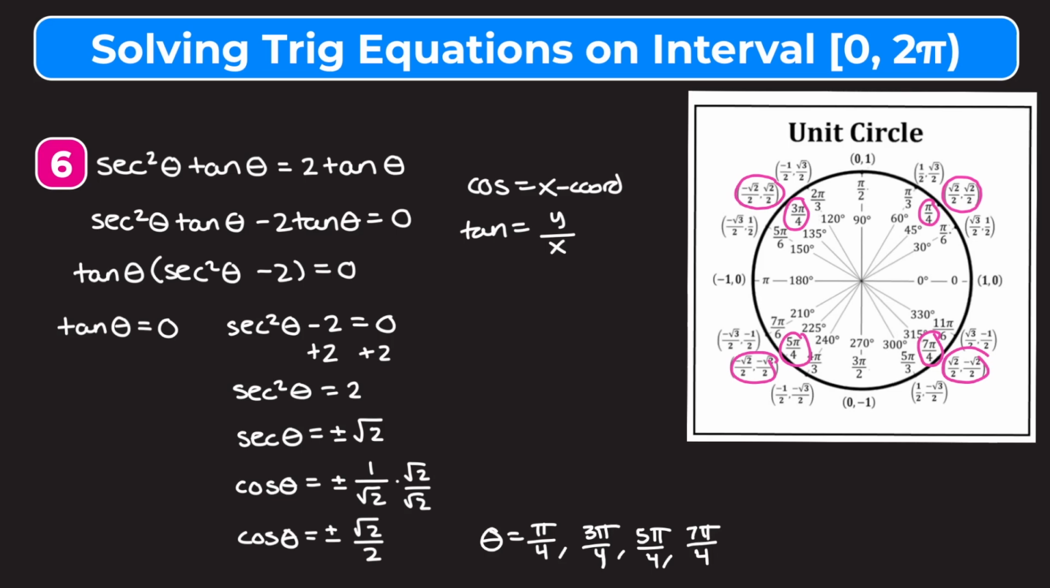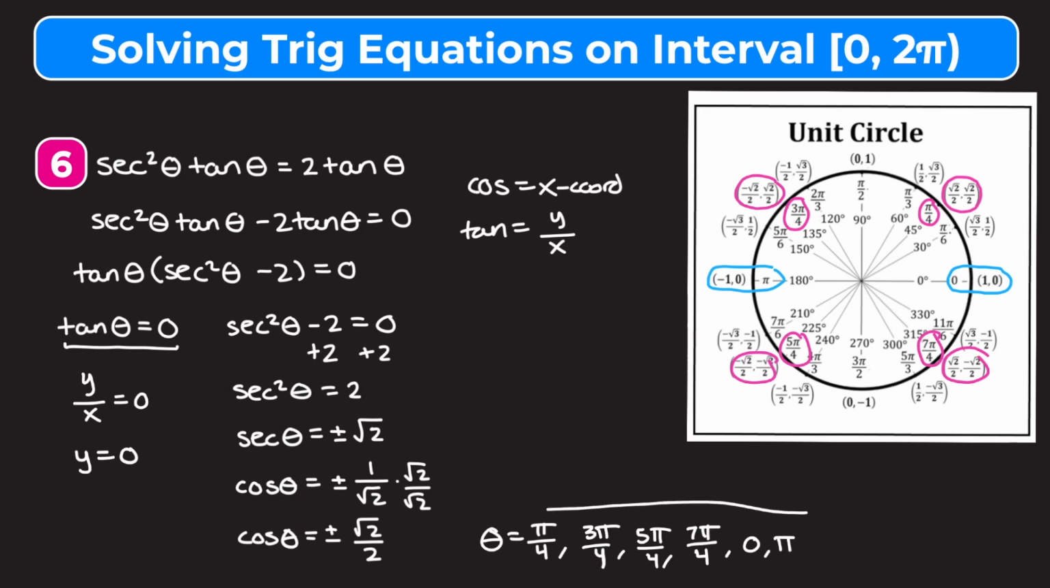And now we just have to figure out where tangent of theta is equal to 0. So remember, tangent is y over x. So we're trying to figure out when is y over x equal to 0. And remember, to make a fraction 0, you need the numerator to equal 0. So we're trying to figure out, when is our y-coordinate equal to 0? And if we look on our unit circle, our y-coordinate is going to be 0 at 0 and at pi. So we're going to get 2 more answers of 0 and pi. So we get 6 answers for this one, but we are finally finished.